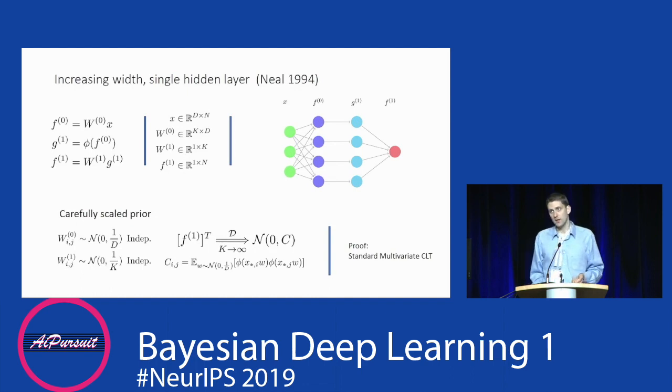Okay, so in terms of wide networks, the seminal result in this area is from Radford Neal in 1994. And he showed that a single hidden layer MLP with k hidden units, if you appropriately scale the prior, and that means scaling the outgoing weights with variance 1 over k, as you take the limit as k tends to infinity, then the vector f1, which is of size number of data points, converges in distribution to a multivariate normal with mean 0 and covariance C.